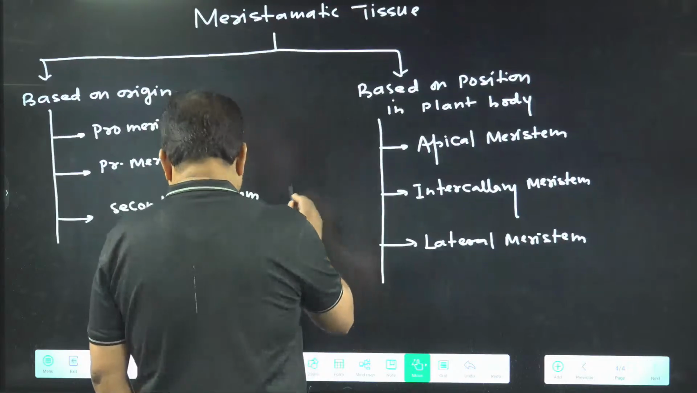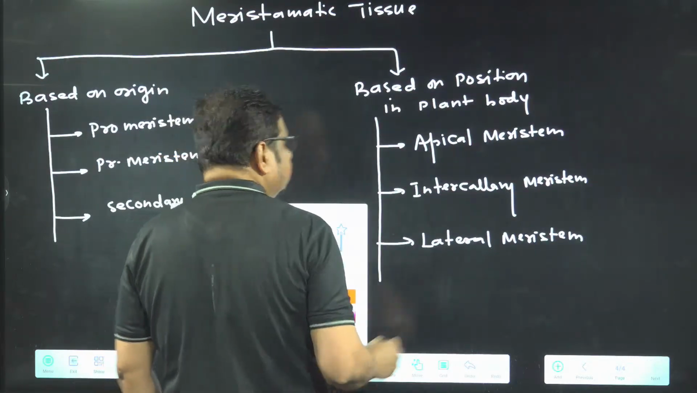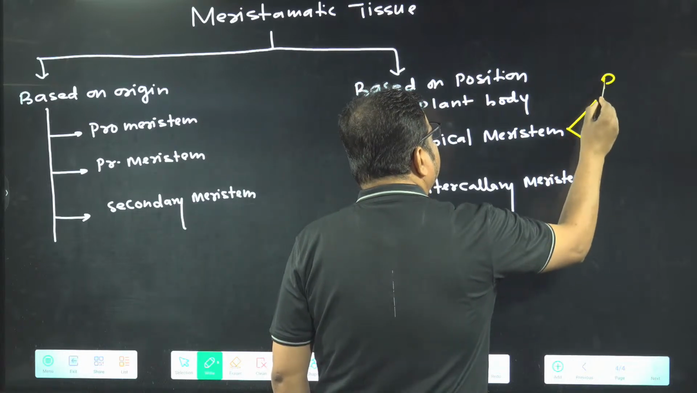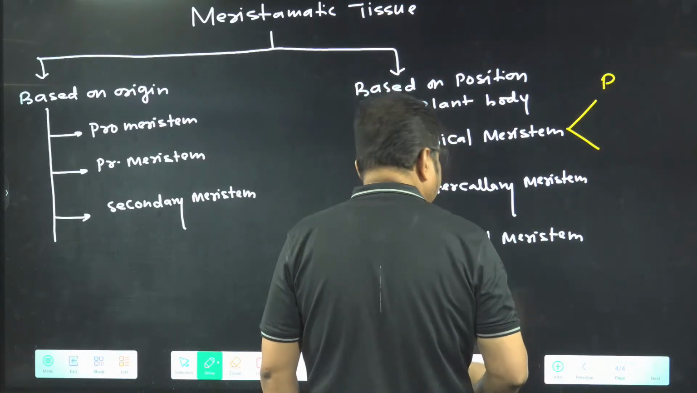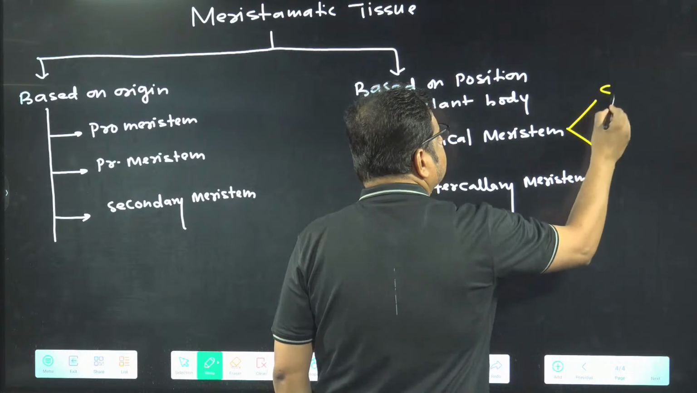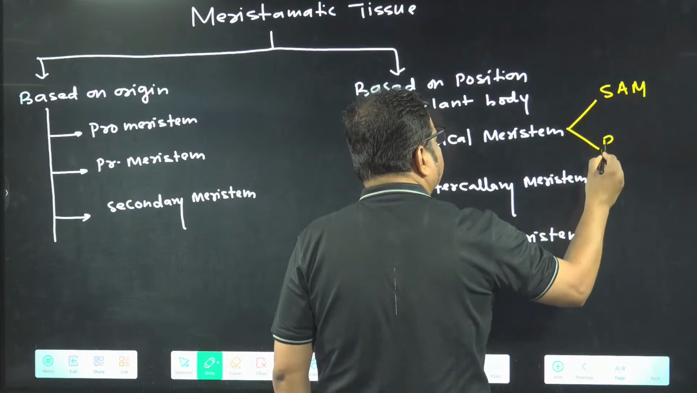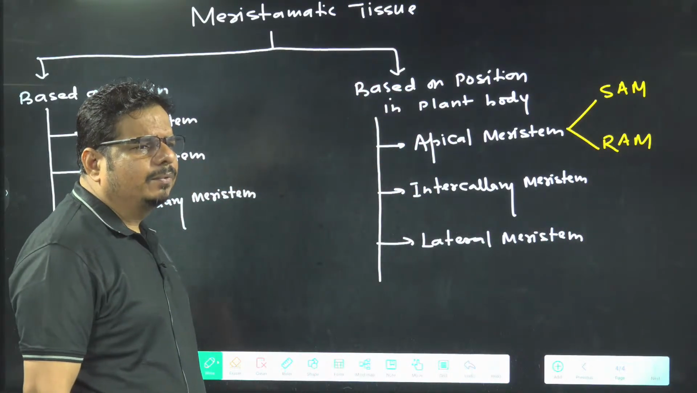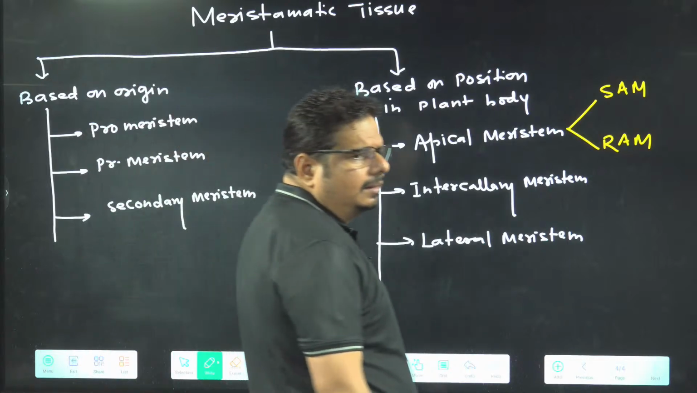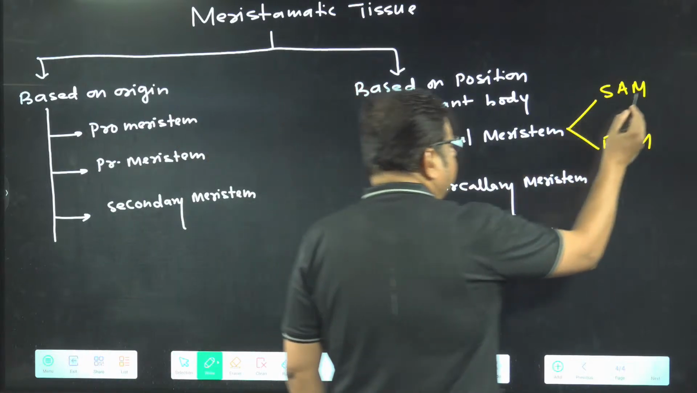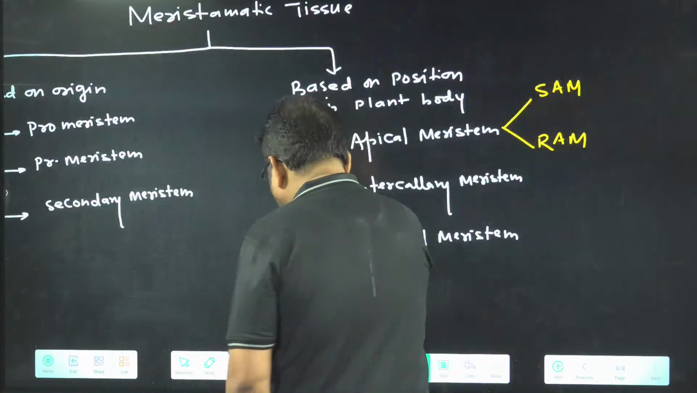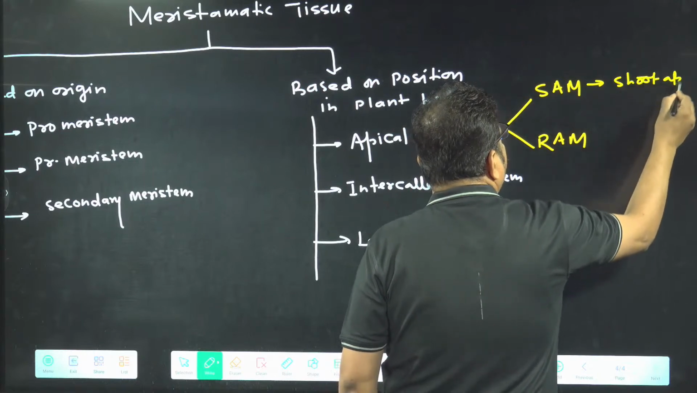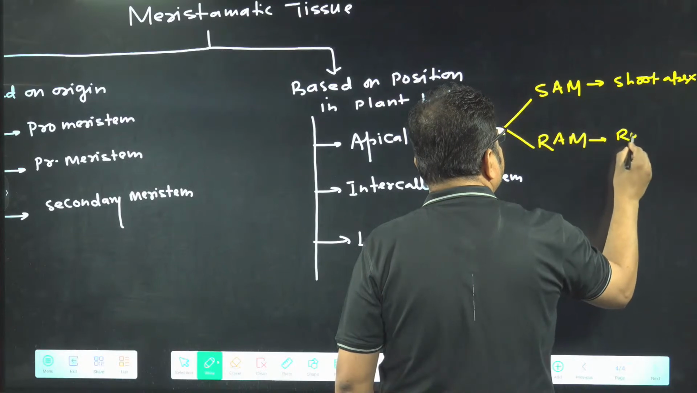Keep one thing in your mind. Apical meristem is of two types: SAM and RAM. SAM stands for shoot apical meristem and RAM stands for root apical meristem. Shoot apical meristem is present at the shoot apex, and RAM is present at the root apex.